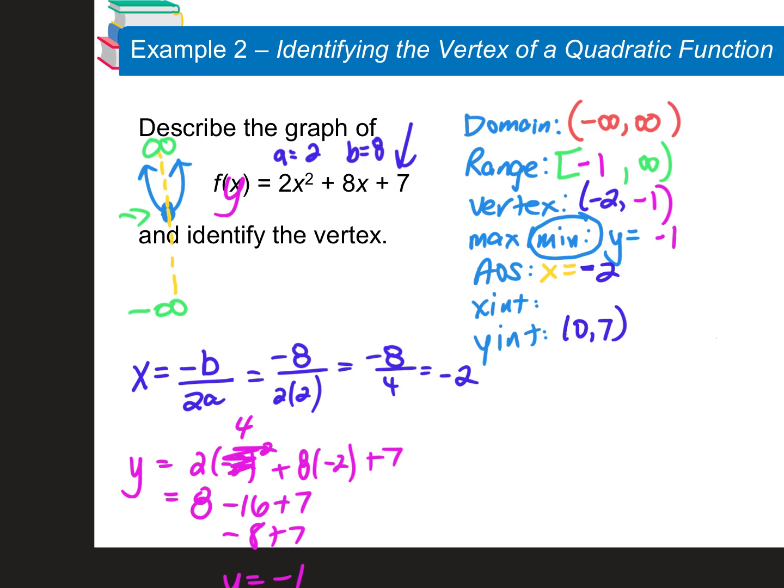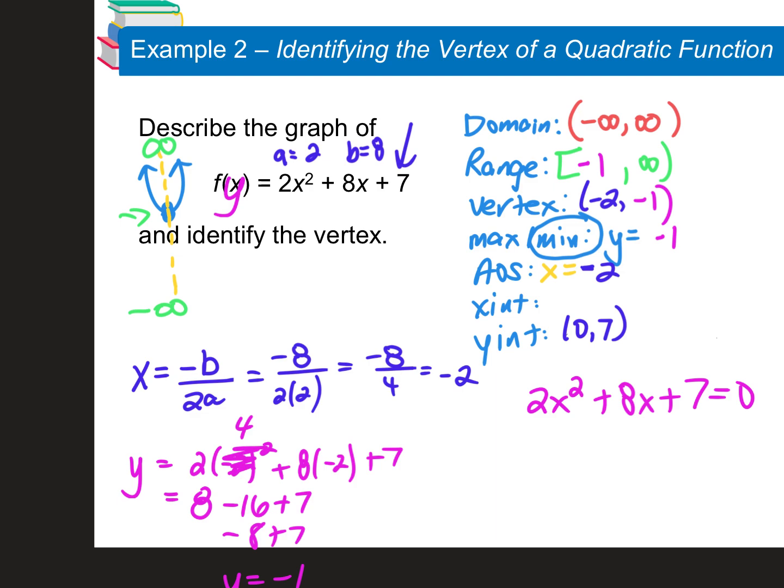You also know how to find the x-intercepts. This is probably the most computation you're going to have to do on any of these problems, because how did you find the y-intercept? You plugged in 0 for x, right? So how do you find the x-intercept? You plug in 0 for y. So it's 2x squared plus 8x plus 7 equals 0.